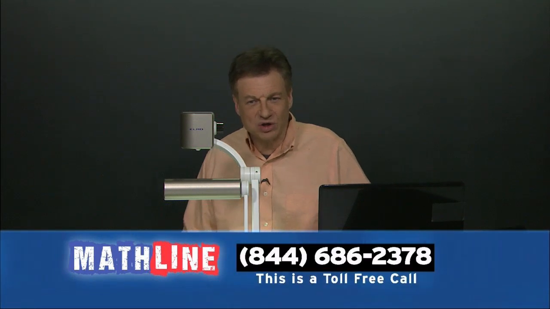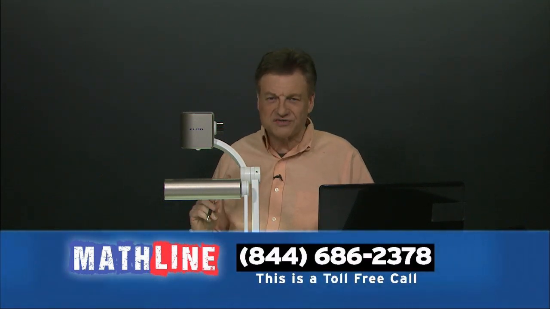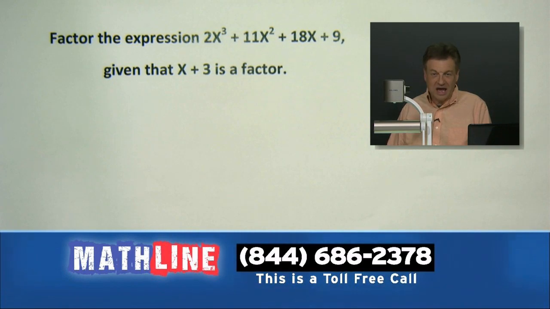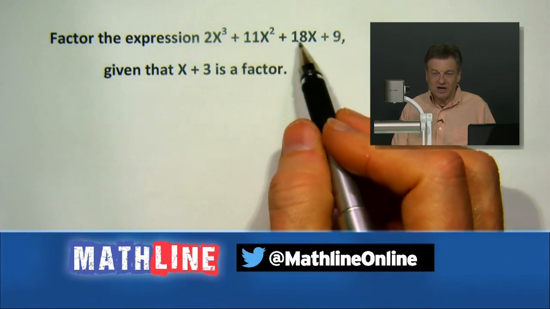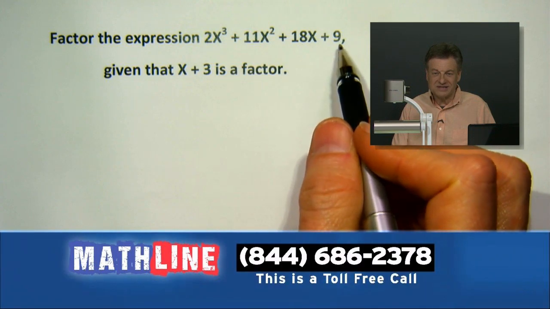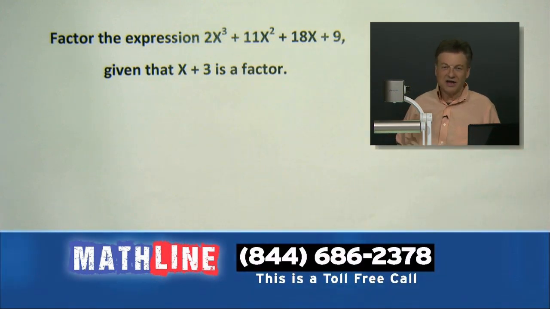I think we've got enough time here to work through it. So let's take a look at it right here. It says, factor the expression 2x cubed plus 11x squared plus 18x plus 9. We have a hint that x plus 3 is one of the factors.